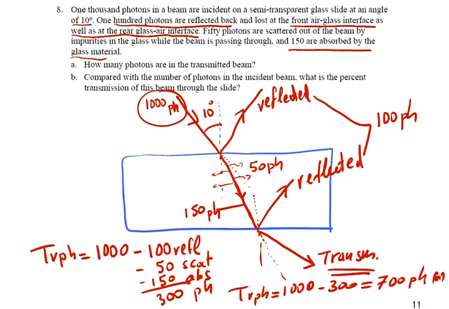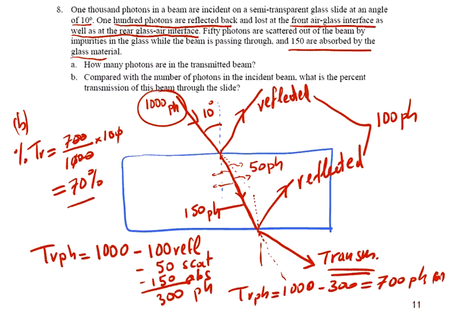Part B says, compared to the number of photons in the incident beam, what is the percent transmission of the beam through the slide? So to answer B, basically we're going to divide, so the percent transmission is equal to 700, those are the ones transmitted, over 1000 times 100. Okay, it's 700 over 1000 times 100. So it's going to be 70%. So that's the answer to B.